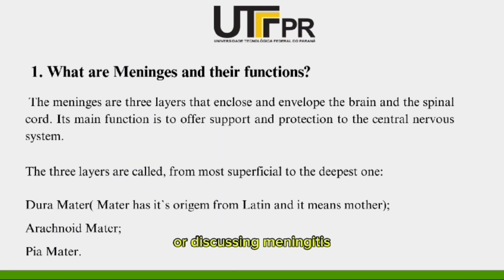Before discussing meningitis, let's talk about the affected area, the meninges. Meninges are three layers covering the brain and spinal cord, forming a protective envelope around the central nervous system. Layers from outer to inner are the dura mater, arachnoid mater, and pia mater.